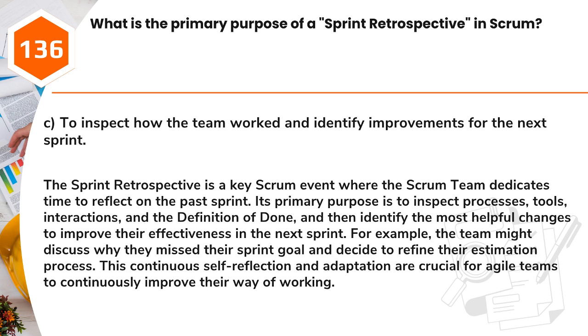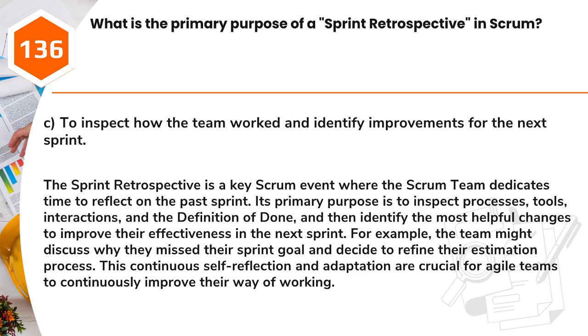Answer: C. To inspect how the team worked and identify improvements for the next sprint. The sprint retrospective is a key Scrum event where the Scrum team dedicates time to reflect on the past sprint. Its primary purpose is to inspect processes, tools, interactions, and the definition of done, and then identify the most helpful changes to improve their effectiveness in the next sprint.